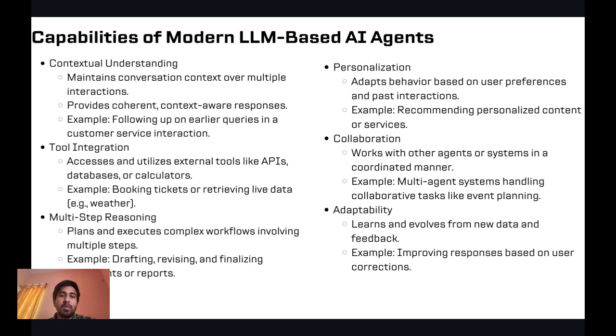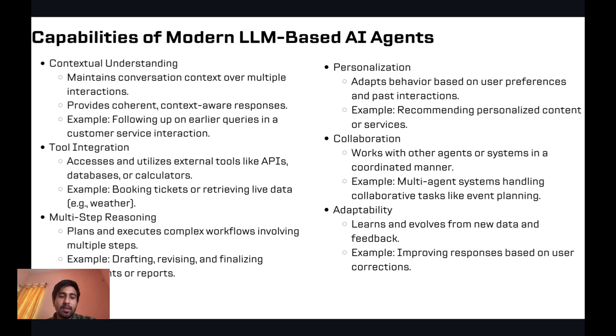So the capabilities of modern LLM based agents are, first, contextual understanding. It can maintain conversation context over multiple interactions and provide us context aware responses. And tool integration. So it can access and utilize external tools like APIs, databases or calculators, etc. For example, a ticket booking agent can access the ticket booking API or website and retrieve live data like weather and other information.